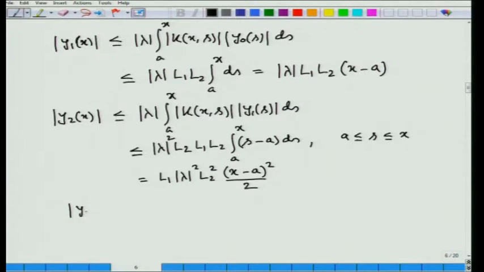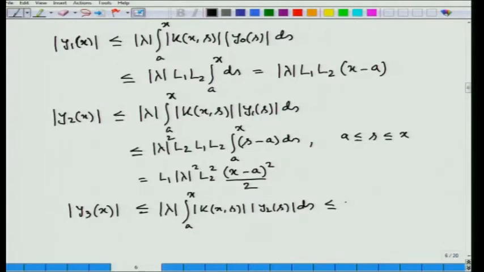Similarly, for |y3(x)|, we can calculate that this is less than or equal to |λ| ∫ from a to x |k(x,s)||y2(s)| ds, and after performing this integration and substituting the limits, we find this will be less than or equal to L1 |λ|³ L2³ (x − a)³ divided by factorial 3. This will be the bound for |y3(x)|.